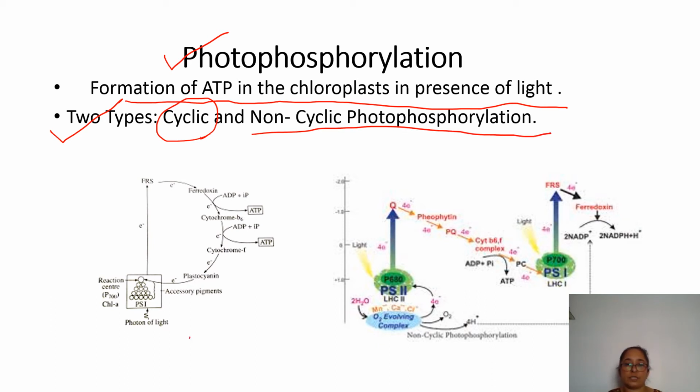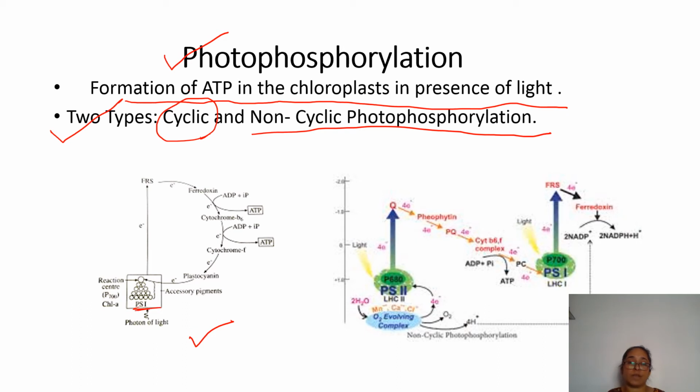So here I have drawn this diagram of cyclic photophosphorylation. First I will explain this diagram. As I already said, there are two photosystems. What are those? Photosystem 1 and photosystem 2, isn't it? So in the case of cyclic photophosphorylation, and what is photophosphorylation? Formation of ATP in the chloroplast in the presence of light. Fine. So here you can see in the case of the cyclic one, this one is photosystem 1.